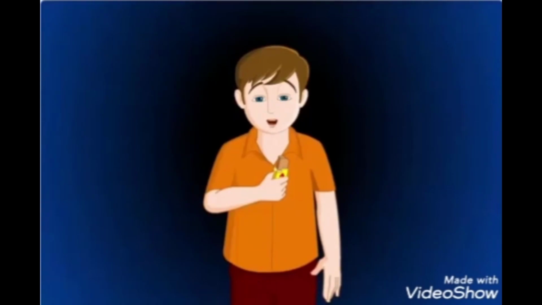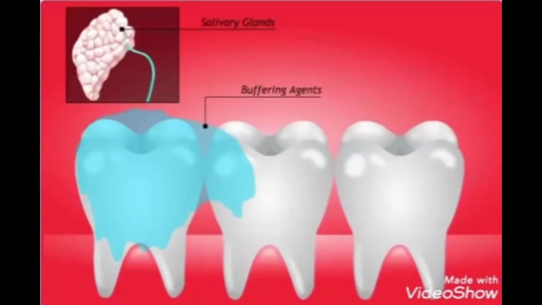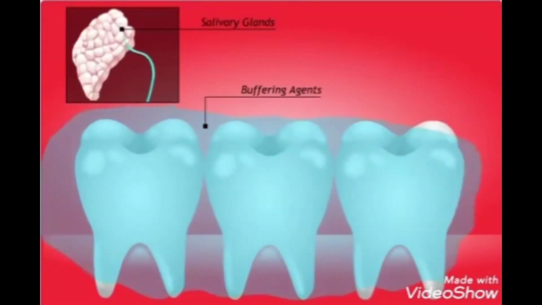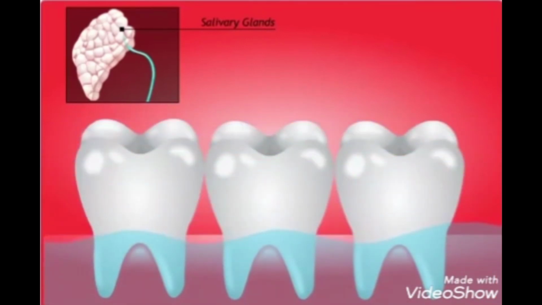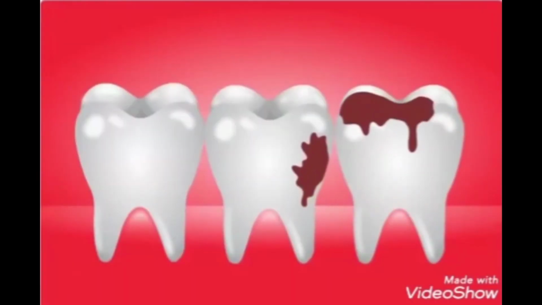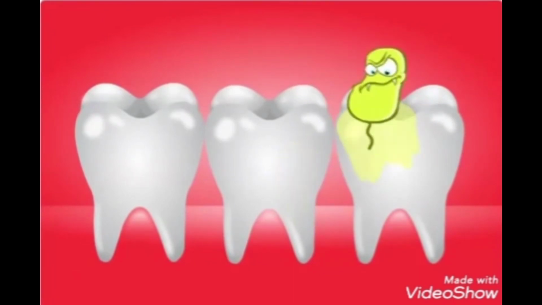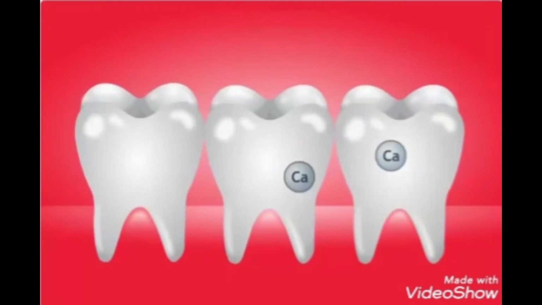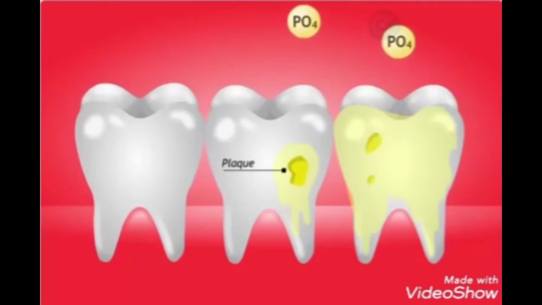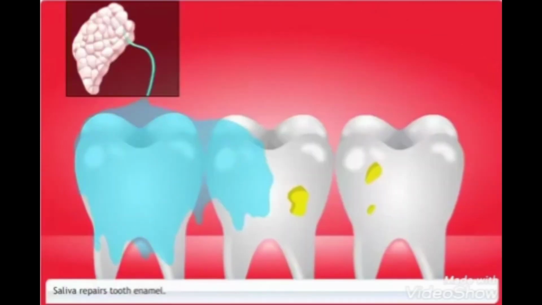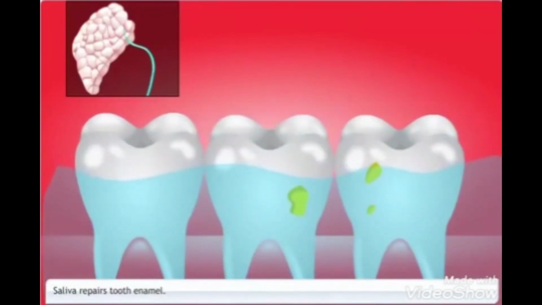Since saliva contains enzymes, is it harmful for the teeth? Saliva contains buffering agents that protect the teeth from decay. When we eat something sugary, bacteria produce an acid that attacks the enamel of the teeth. This removes minerals like calcium and phosphate from the teeth and makes them susceptible to decay, thereby forming plaque. Saliva contains minerals that are used to repair teeth. Saliva neutralizes the acids and prevents further decay.